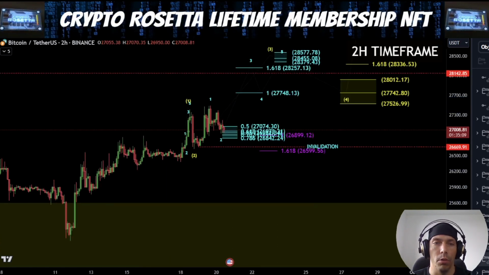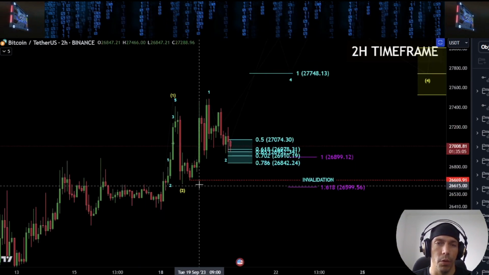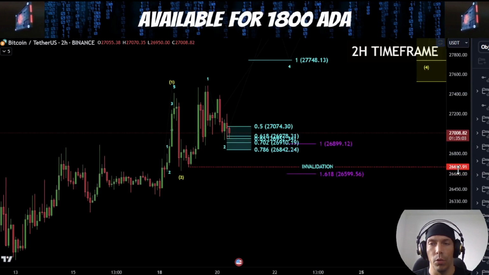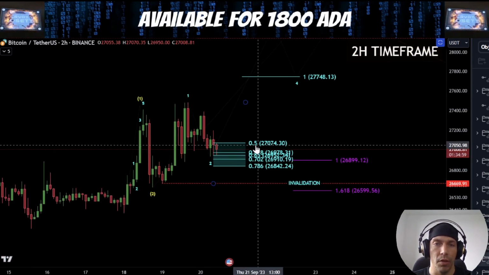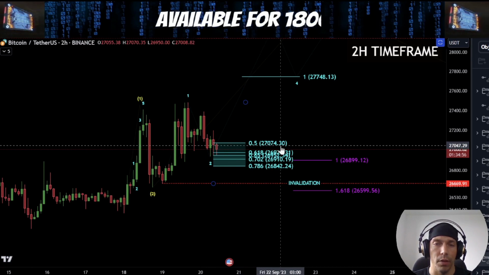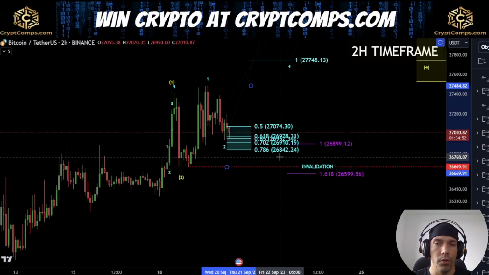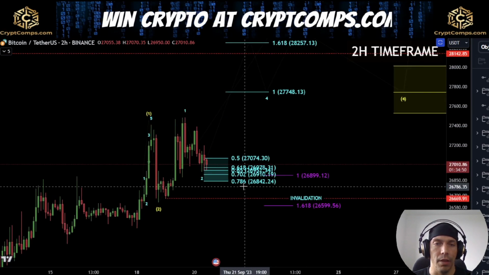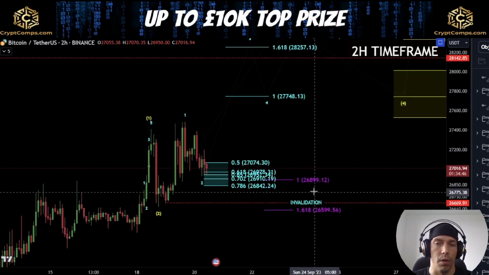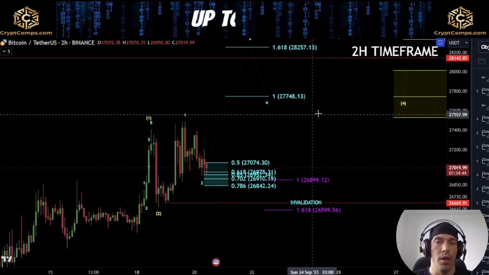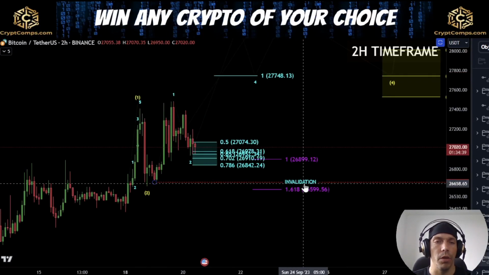Now, if we do look for continuation here, we could still see this as 1, 2, 1, 2, but we'd need to hold this 26,669. And we've come down into this typical retracement area here of this 27,074 to this 26,842. If we start to lose that level, it becomes less likely that we're going to see this continuation to the upside within this count. And if we lose this invalidation zone, then it means that we've got something else going on here.